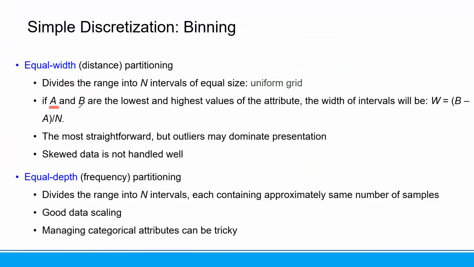If A is the lowest and B is the highest value, and then N is the interval of equal size. So it means the number of bins that you want to create. So the width of interval will be W equals B minus A divided by N. B is the highest, A is the lowest, and then divided by the number of bins that you want to set.